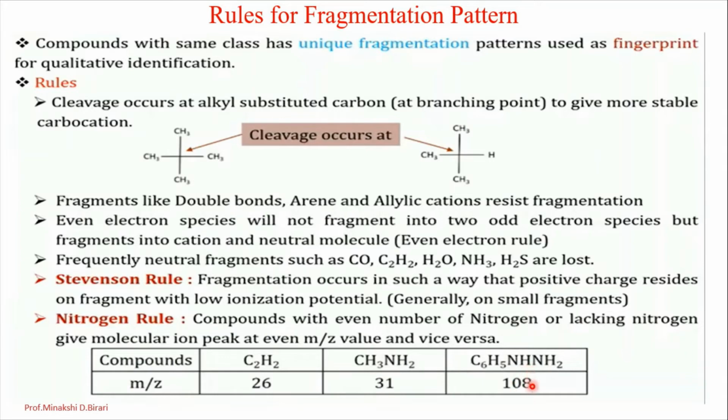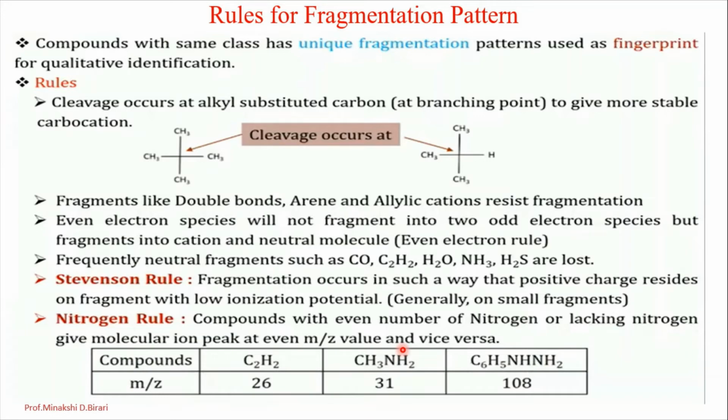So as the compound with an even number of nitrogens gives the molecular ion peak at even m/z value, that is the important example, and we can say this is the nitrogen rule to assign the molecular weight of different organic compounds. So compounds with an even number of nitrogens or lacking nitrogen give the molecular ion peak at even m/z value, and if the compound has an odd number of nitrogens, it will show the molecular ion peak at odd m/z value.